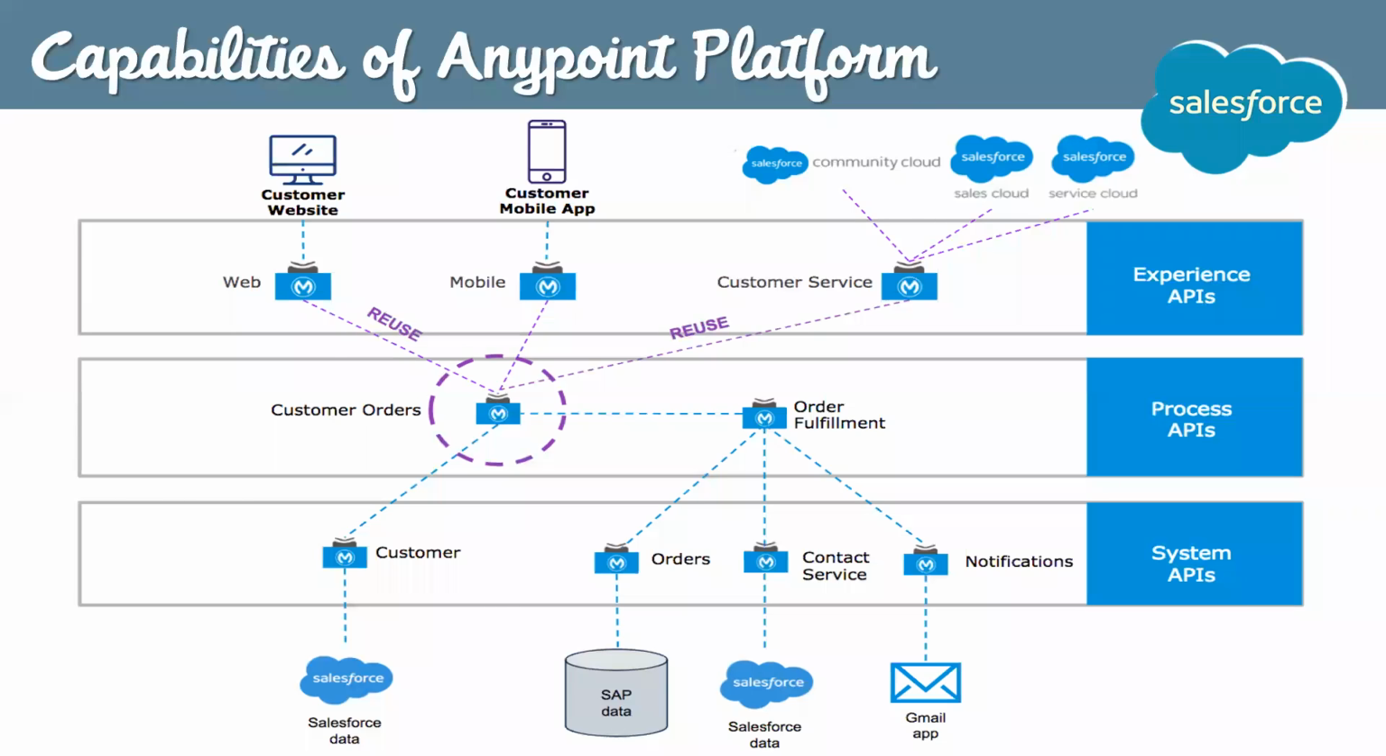Then the process APIs create the order by retrieving the customer data from Salesforce via the system APIs, and also perform the order fulfillment. Now, if you notice, the system APIs comprise separate nodes for Salesforce, SAP, Gmail. This is because they are disparate systems, and hence have their own set of protocols.